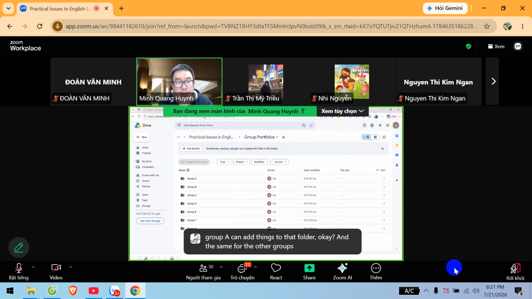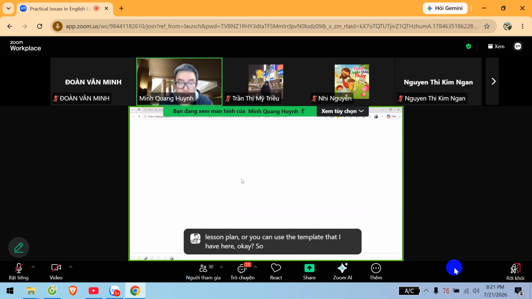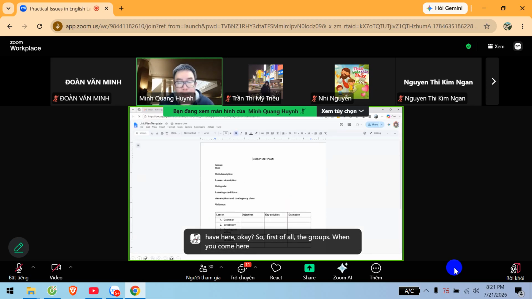So this is what I want you to do. You may create your own unit plan and your own lesson plan, or you can use the template that I have here. So first of all, the groups, when you come here, open the unit plan template. I have set the file so that you cannot edit the file as is. What you will do is that you will make a copy. You go to File, and then you make a copy.